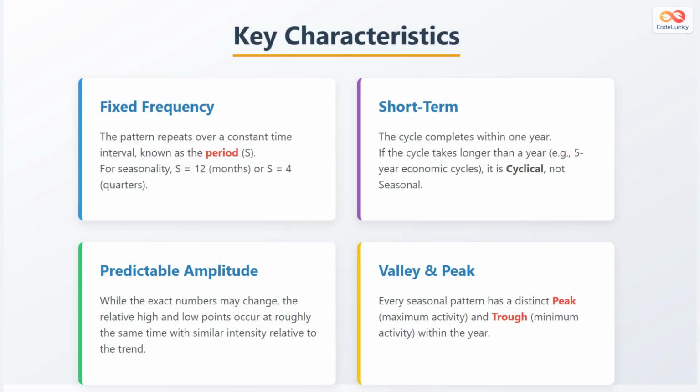There are three main characteristics to remember. 1, it has a fixed frequency. The pattern repeats every 12 months or 4 quarters. 2, it is short-term. The cycle completes within a year. And 3, it has a predictable amplitude, meaning the highs and lows are generally consistent relative to the trend.